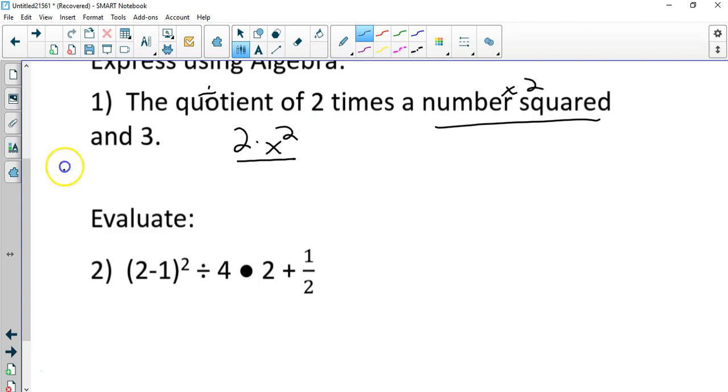And 3. Whenever we have a quotient, and is like the fraction bar, the division symbol. So whatever's after the and goes on the bottom. That's it.